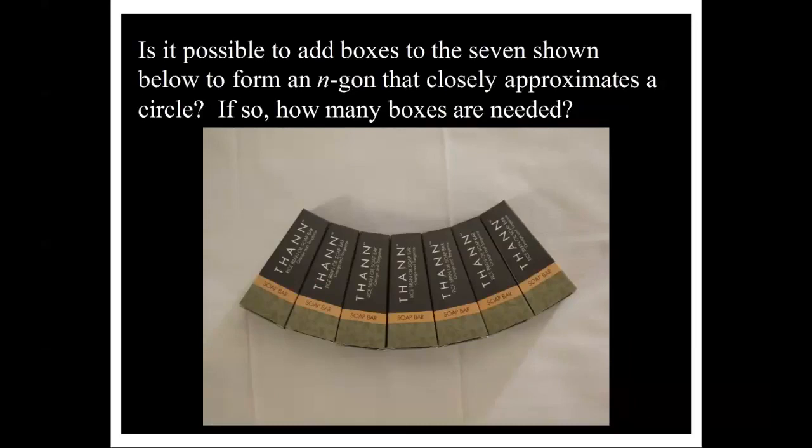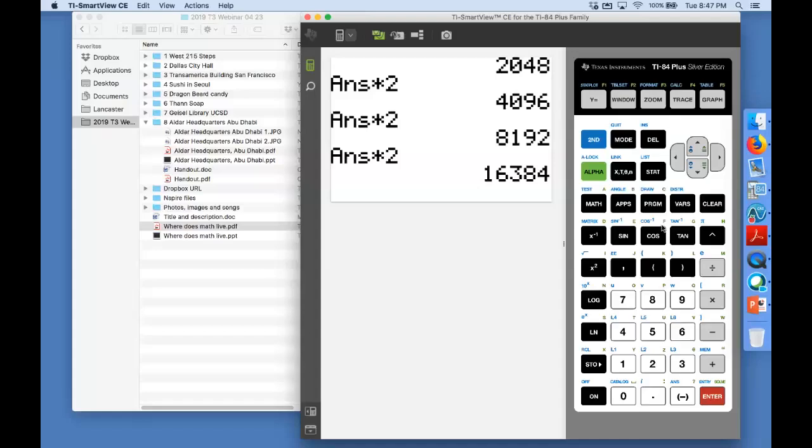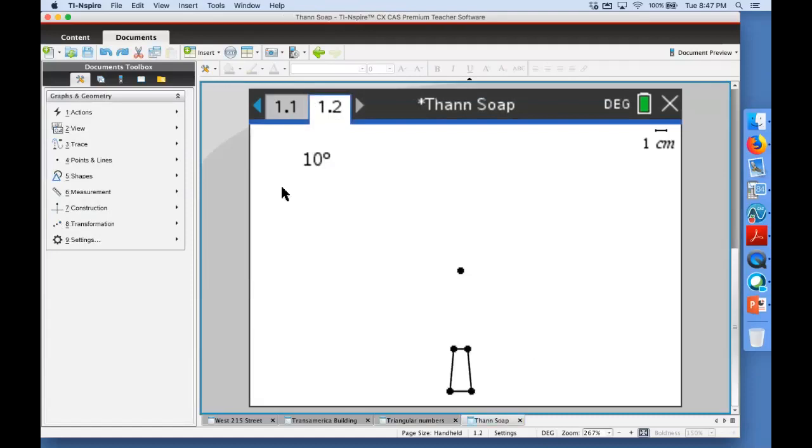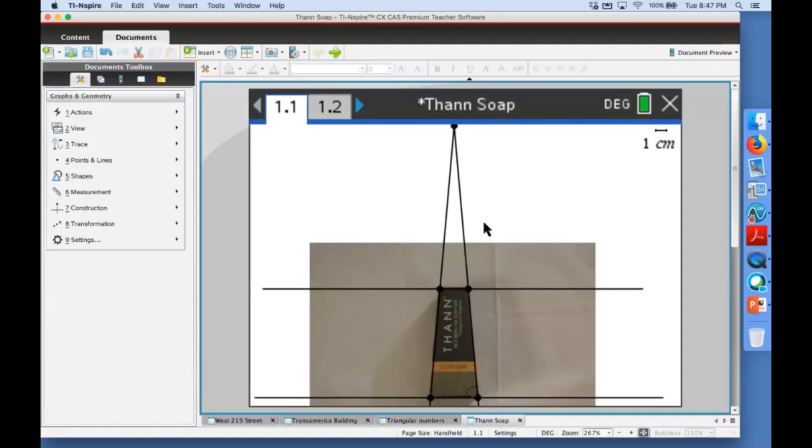But you might want to use Inspire for this, because with Inspire, I imported a picture of the box and then made a shape here. Of course, I was curious what the angle was. So I measured this angle here and discovered that it was 85.1 degrees. I didn't have a protractor with me. So I thought, wow, 85 degrees. If it is exactly 85 degrees, that would mean this angle up here would be 10 degrees, and so I'd need 36 of these to make a perfect N-gon.